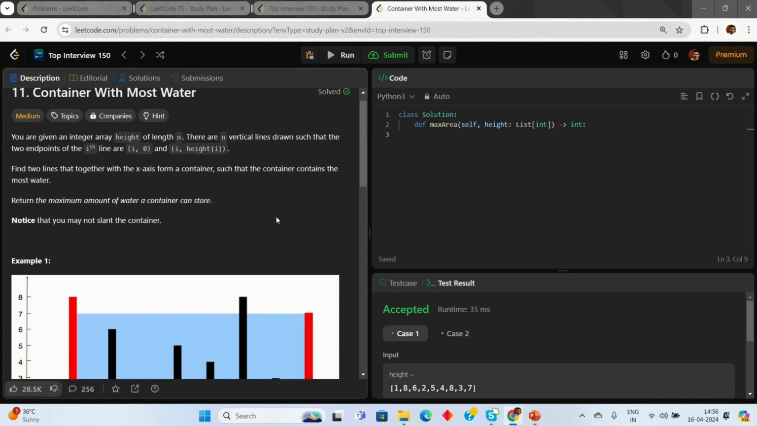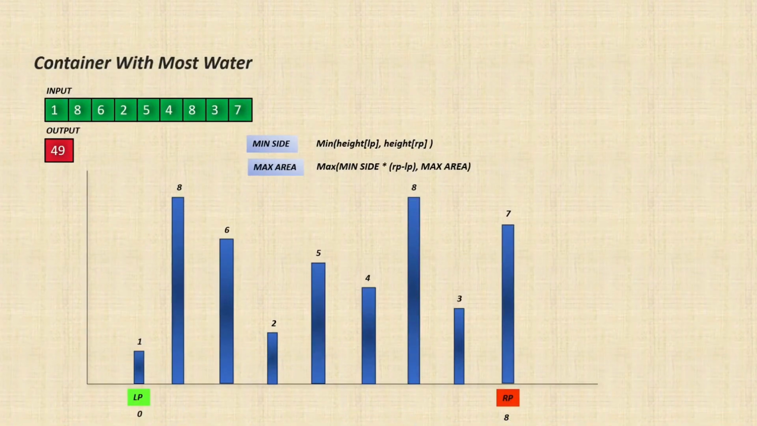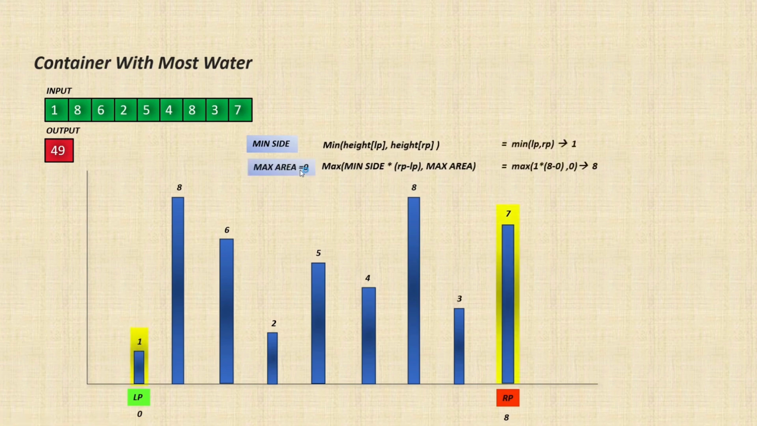So let's try to understand the problem more with a presentation as well. Here we already have an input array and an output of 49. So to calculate the maximum water a container can accommodate, we need the following parameters: minimum side and the maximum area. The minimum side can be calculated using the minimum heights of the left and right pointer, and the maximum area can be calculated using the given formula.